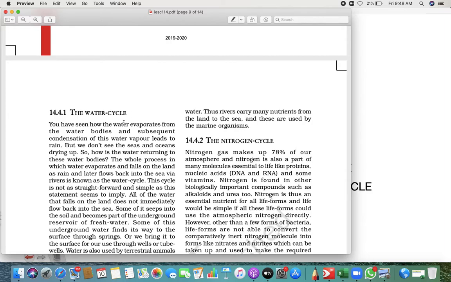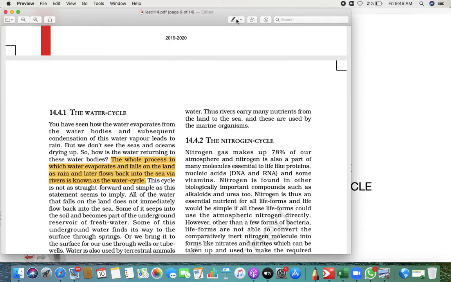From its vapor form and leads to rain, right? But we don't see seas and oceans drying up, right? So how is the water returning to these water bodies? Think a little. The whole process in which the water evaporates and falls onto land and again flows back into the sea, we call it the water cycle.